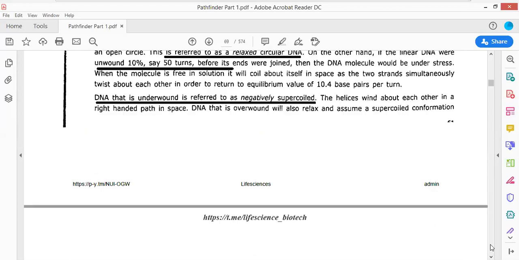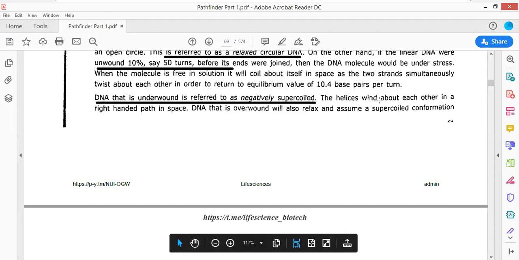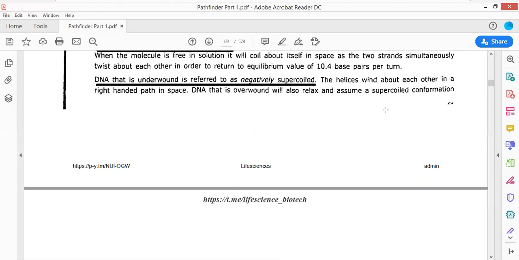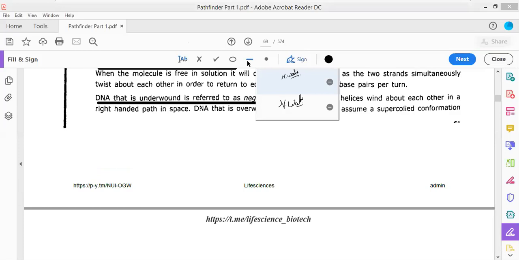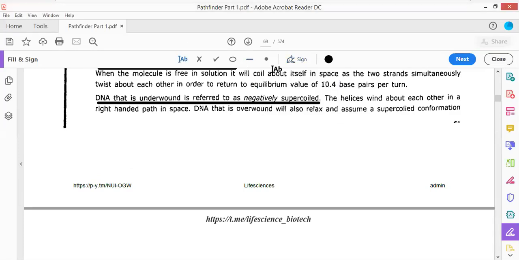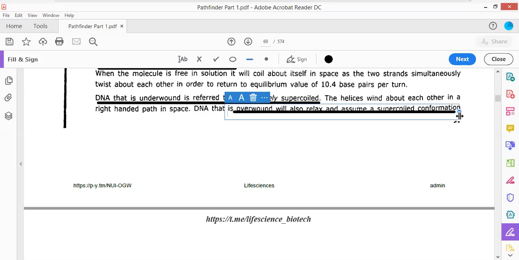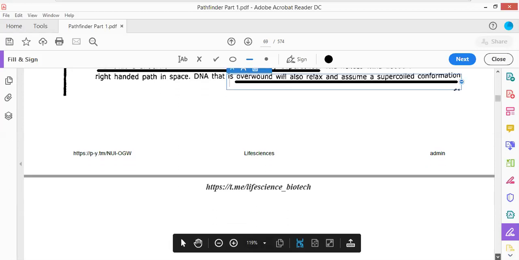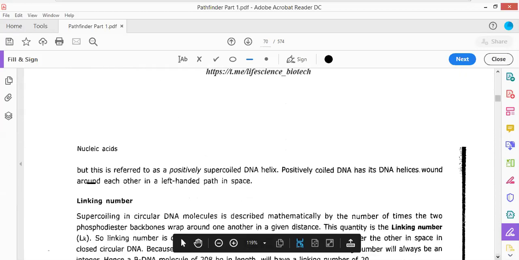Now see, there is another concept which is given. The helical strands wind around each other in a right-handed path. DNA that is overwound will also relax and assume a supercoiled conformation. Now see, if you overwind the DNA molecule, then such a DNA molecule will also relax and assume another supercoiled conformation. Such a conformation is said to be the positive supercoiling. Now you have overwound the DNA molecule.